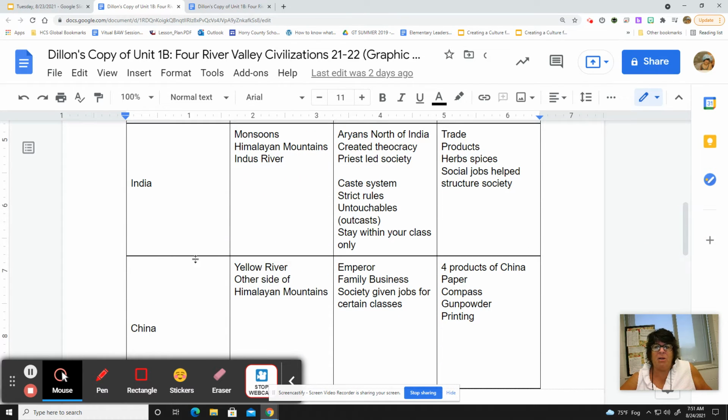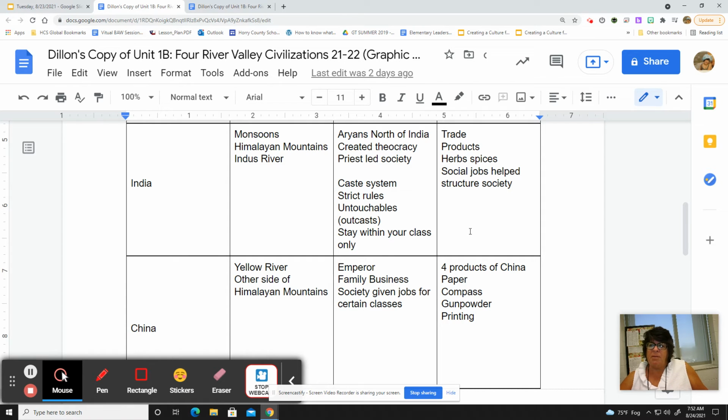India, the Himalayan mountains, at times during the year hurt the Indus River and at other times protected it. So make sure that you have down the monsoons, which changed winds according to the weather and the time of year. They had their own social system called the caste system. You were born into the caste system and you stayed in the caste system. You had to marry within the caste system. So you really could not travel in the caste system at all.